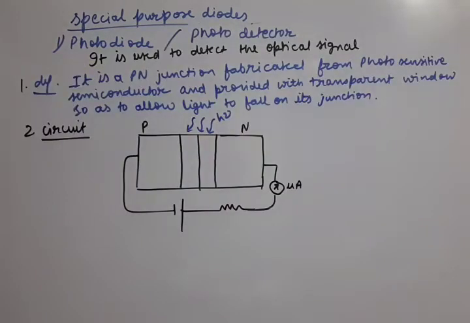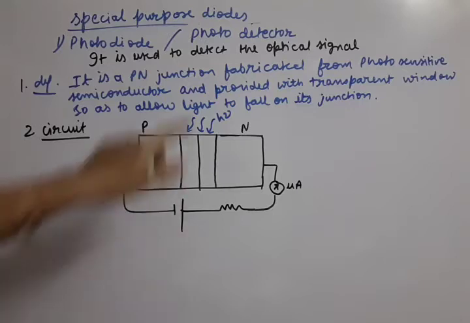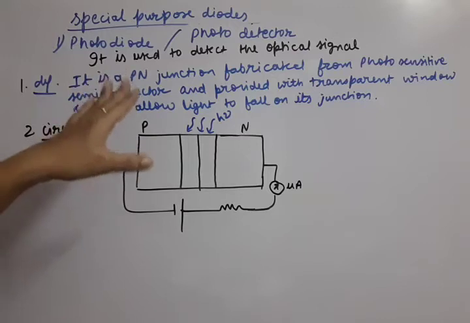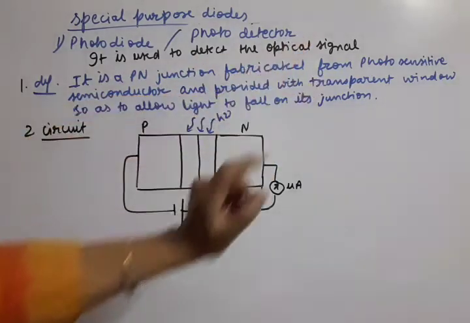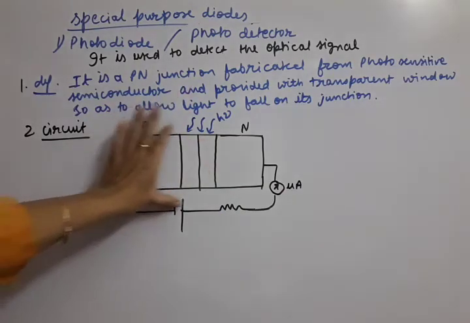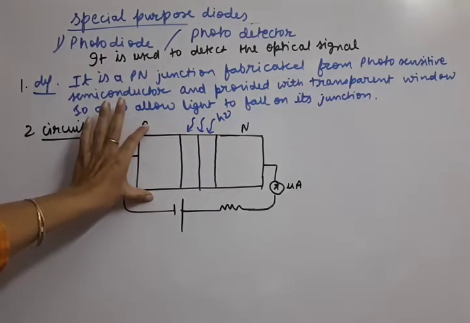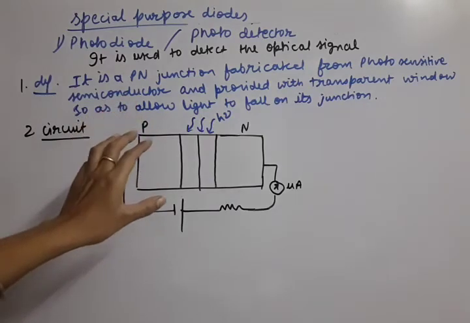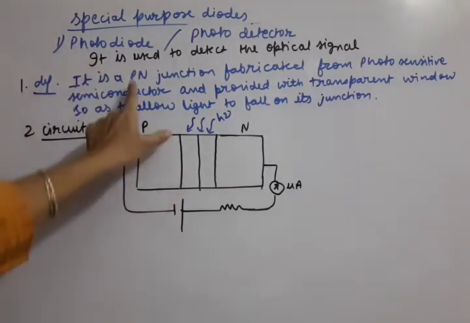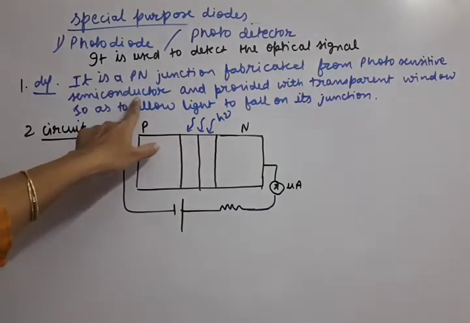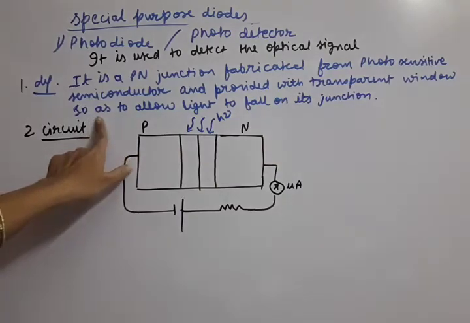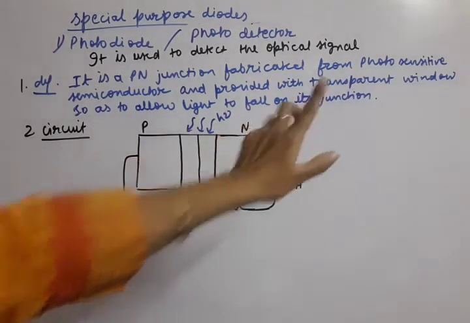Let us understand the photodiode in detail. We can also call it a photodetector because a photodiode is a device which is used to detect optical signals, that means light signals. We will be using the PN junction diode, which is made up of a photosensitive material. This is called the photodiode. So it is a PN junction fabricated from some photosensitive semiconductor, and it should also be provided with a transparent window so as to allow the light to fall on its junction.